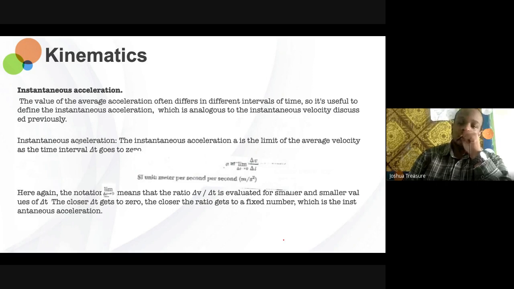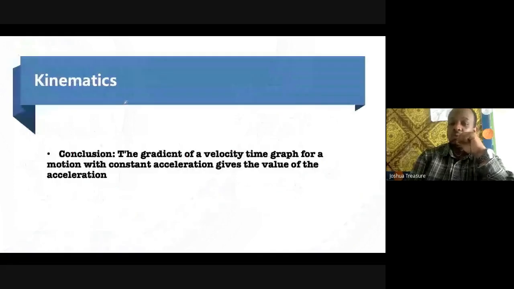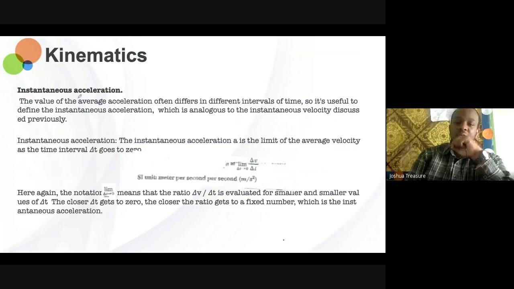All right. So the chances are a body is not moving like this because it will come across many obstacles. For example, it slows down, or it goes around a curve, it will slow down or change direction. Therefore, the acceleration is different. So the average acceleration often differs in different intervals of time. So it is useful to define instant acceleration, which is analogous to the instantaneous velocity discussed previously.